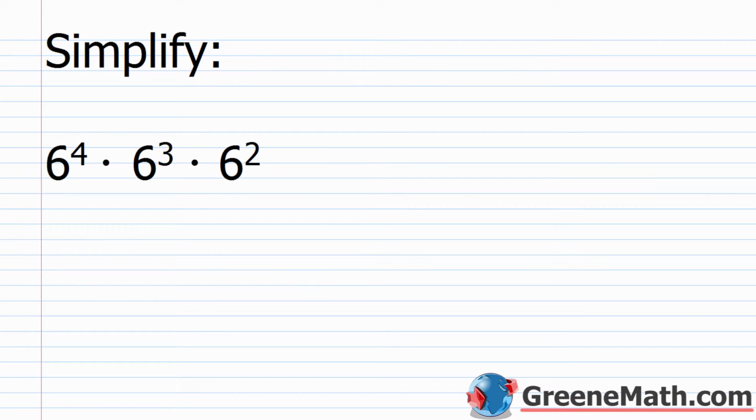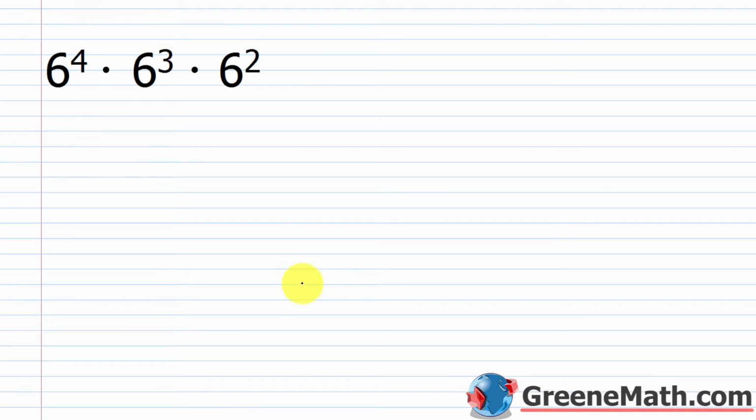All right, so we want to simplify. For the first problem, we have 6 to the 4th power times 6 cubed times 6 squared. So we're going to use our product rule for exponents. That tells us to keep the base the same, right? Because in each case you have a base of 6, so keep that the same, and then just add your exponents. You have an exponent of 4 plus an exponent of 3, that would give you 7, plus an exponent of 2, that would give you 9. So this would be 6 to the 9th power.